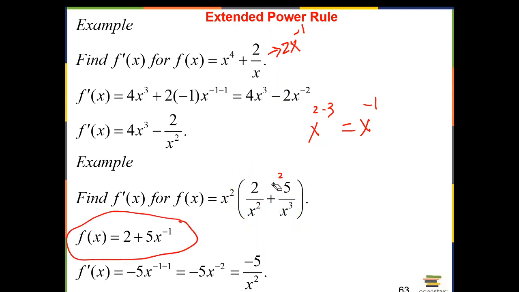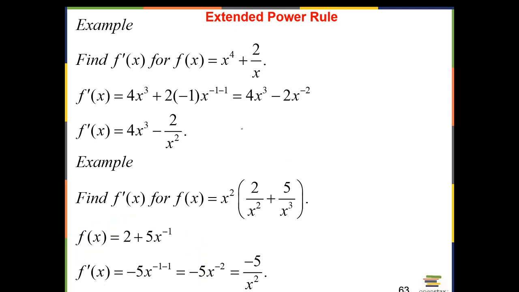Now we take the derivative. What's the derivative of that simplified function? Well, what's the derivative of 2? 0. What's the derivative of this? Keep the 5, bring the negative 1 downstairs, then negative 1 minus 1 is negative 2. Take it back in the denominator, that's it. So I didn't lie to you when I said taking derivatives is really easy.